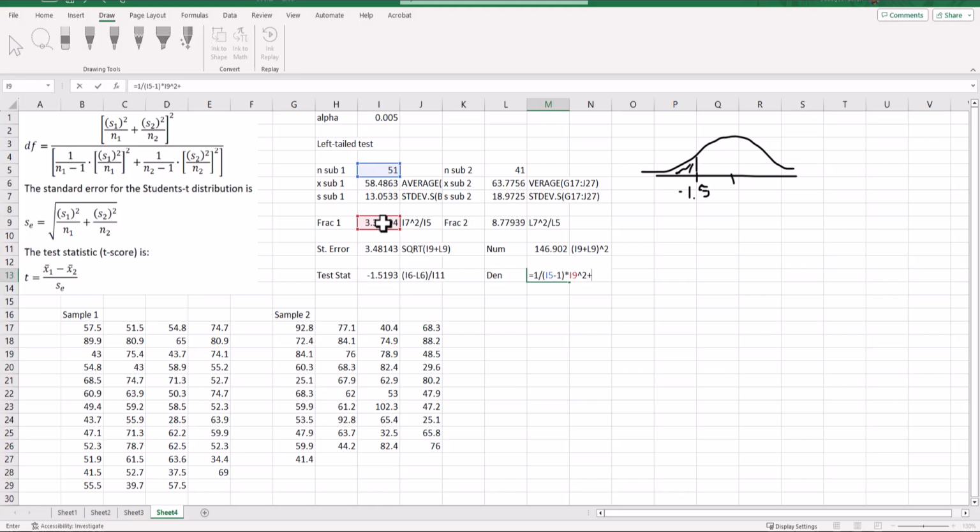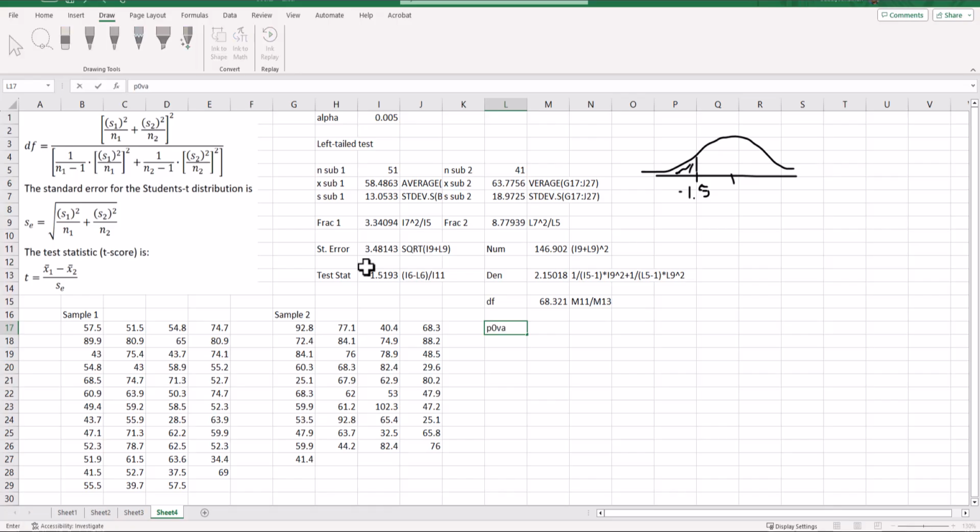And then I've got to add 1 over n sub 2 minus 1, close that parenthesis, and then I've got my fraction 2 squared, and should be good to go there. Last time I got a little barking about some parentheses. So all of this lets me get to my degrees of freedom, which is this numerator divided by the denominator.